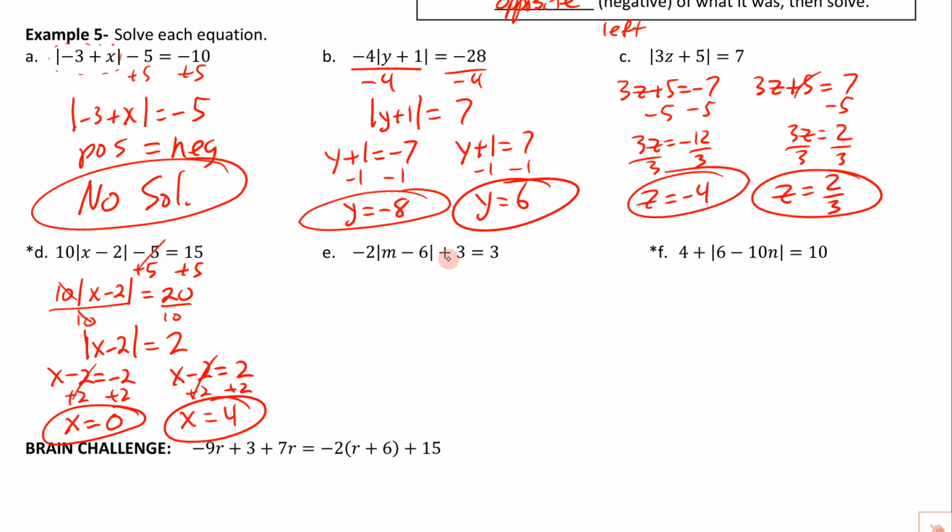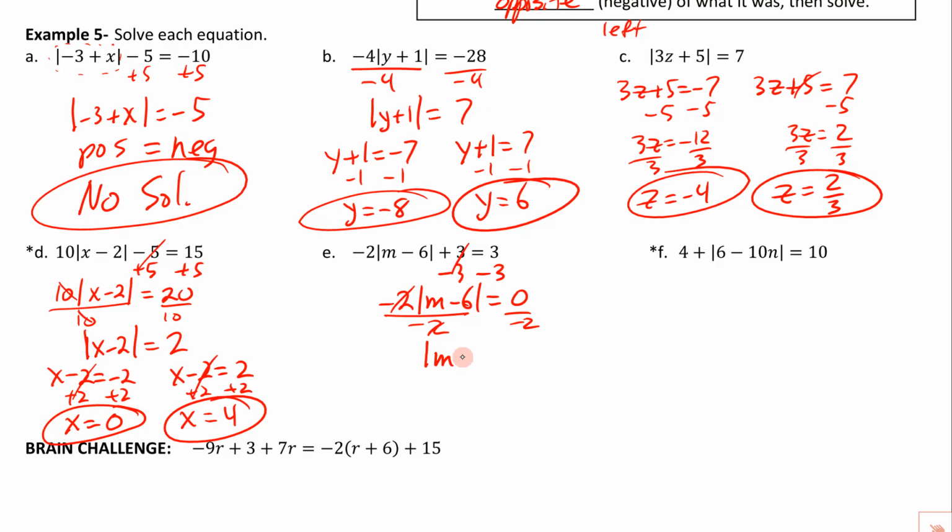Let's take a look at this one here. It's not isolated yet, so these are stuck together through that multiplication and the parentheses, if you will, with the absolute value. So we're going to subtract 3. So negative 2 times the absolute value of m minus 6. 3 minus 3 is 0. Still not isolated, so I'm going to divide by negative 2.